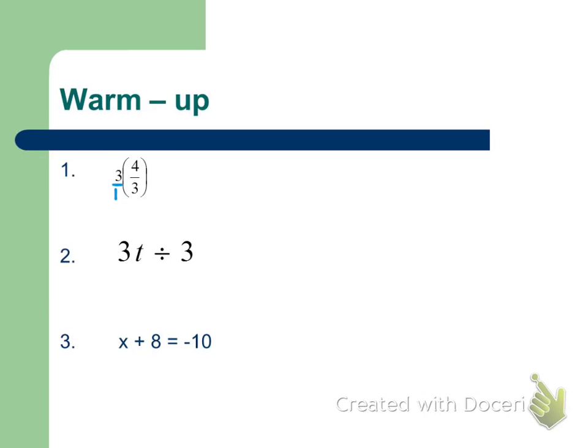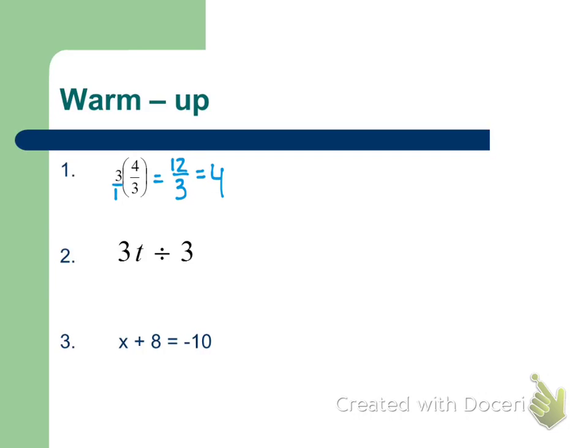What would you get? 12/3, which simplifies to be what? 4/1, or we can just write 4. Okay, if there's not an equation, we don't have to do anything with the reciprocal. We'll talk about the reciprocal in a little bit today.